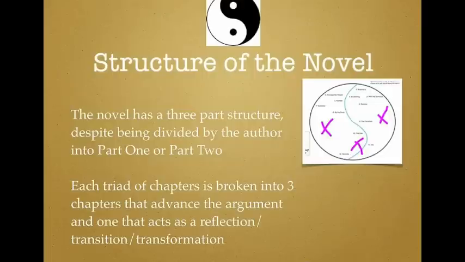Now, the purpose of the chapters is to present an argument or to present a transformation, a reflection, a transition. So, for instance, chapters 1, 2, and 3 are going to present the argument from the spirit side. Chapters 5, 6, 7 are going to present an argument from the flesh side. And then chapters 9, 10, and 11 are going to present an argument from the unity side. And then chapters 4, 8, and 12 are going to be our reflection, transition, and transformation chapters.